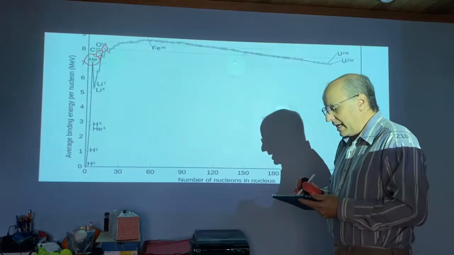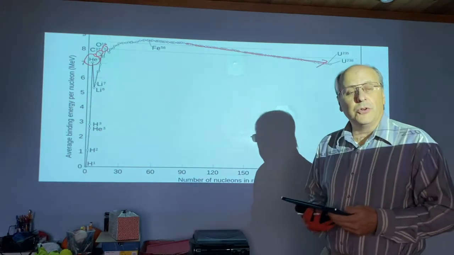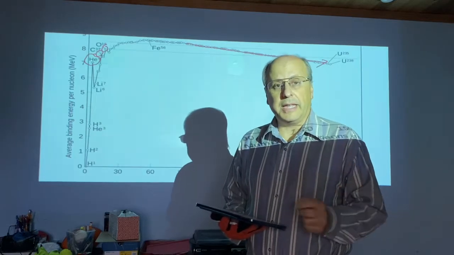You'll also notice how the binding energy drops off as we get bigger and bigger nuclei, and that's why bigger nuclei tend to be very unstable.